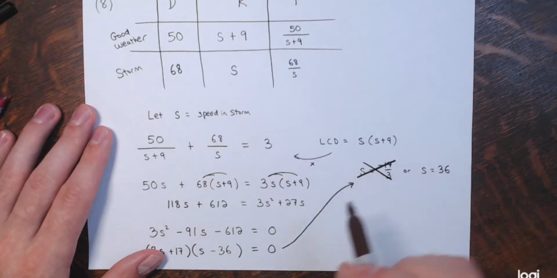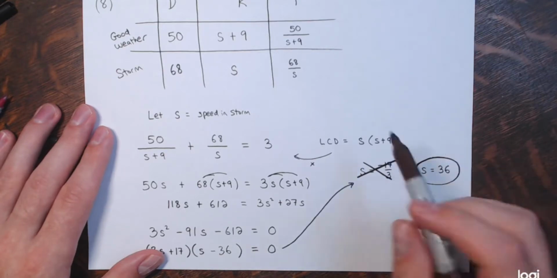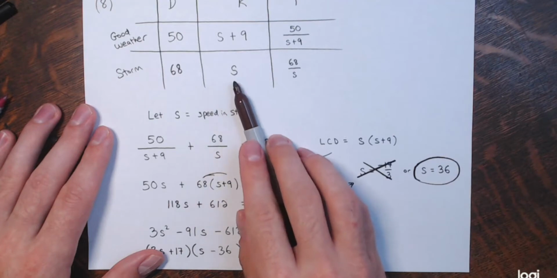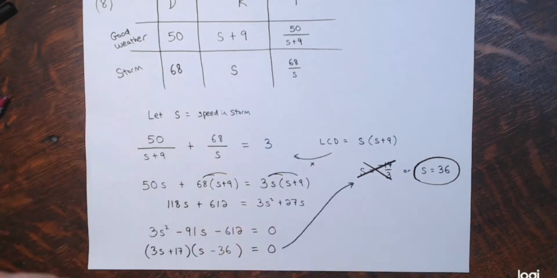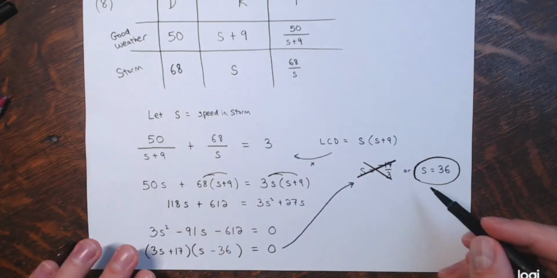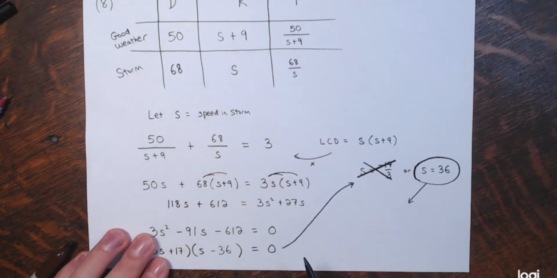So I'm not taking that one. But 36 makes sense. Alright, so she's traveling 36 miles an hour through the storm, and 9 more than that would be 45 miles an hour in good weather. But her speed in the storm is 36 miles an hour. And again, check to make sure that makes sense in the chart.